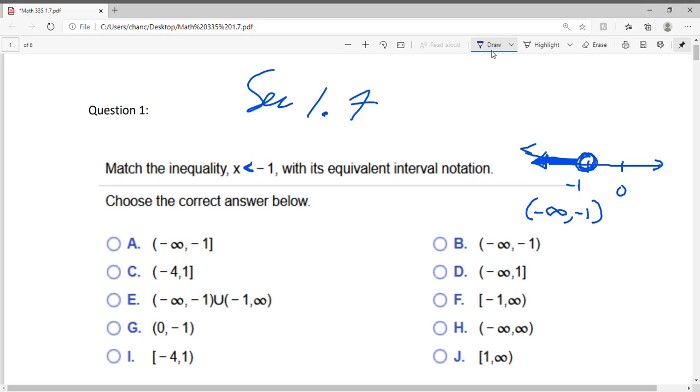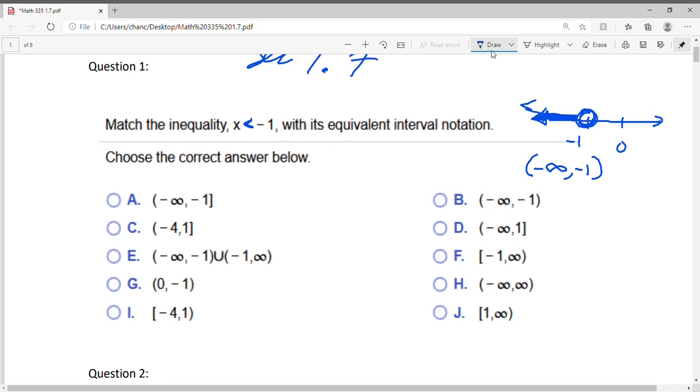So which option satisfies our interval notation? That's option B. Let's go on to question 2.